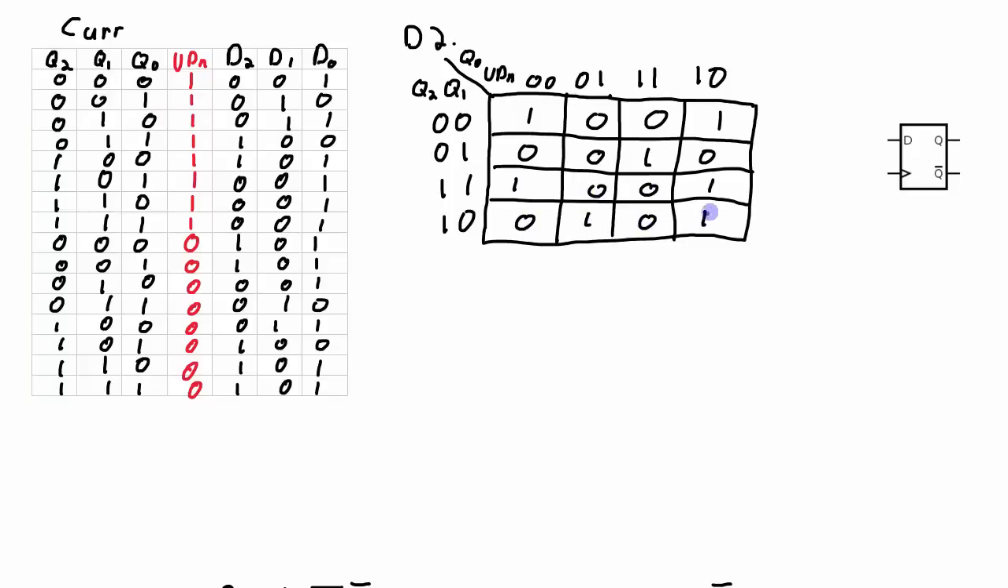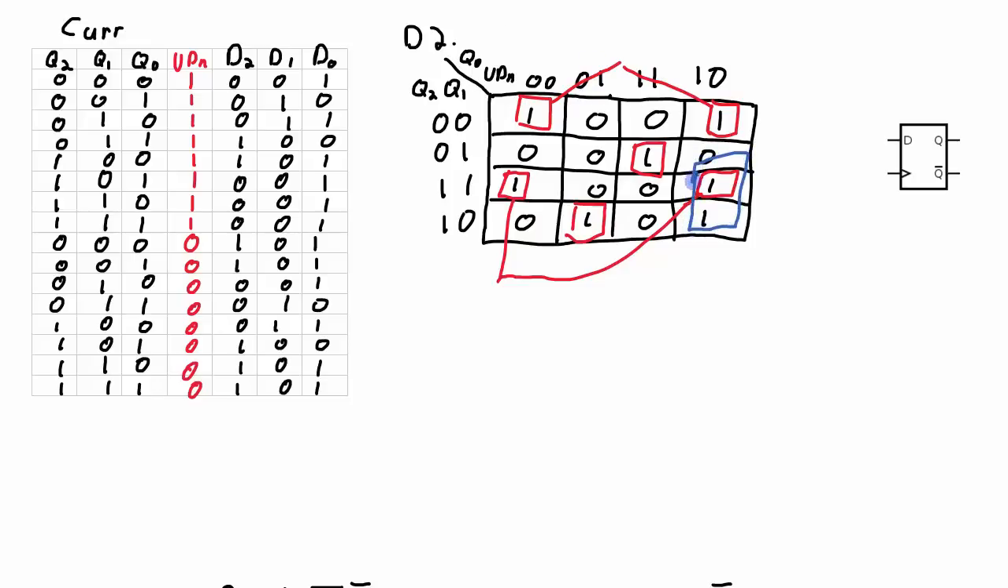Now that I've got the Karnaugh map created, I can form groups of ones to try to come up with the simplest expression I can for D2. Now you'll note that in this D2 Karnaugh map, I have no X's, so it actually turns out that I don't have very large groups that I can create. I can make a group of two here with this one and this one. That'd be one group of two. I can make a group of one right there. I can make a group of one here. I can make a group of two with this one and this one. Combine those two together. And finally, I can make a group of two right here.